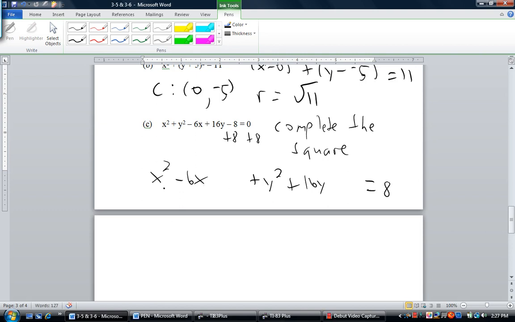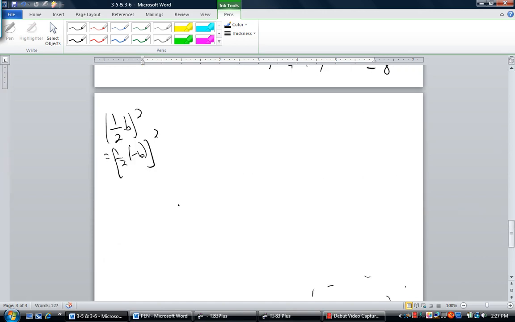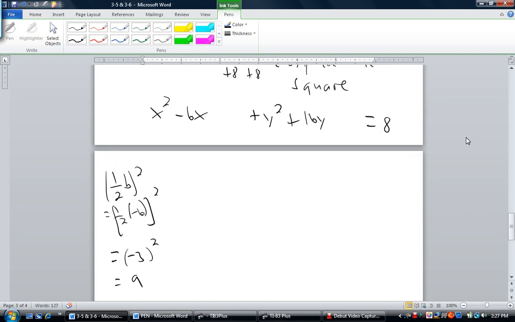Now what we're going to do to complete the square, if you remember how to complete the square, we're going to take half of b and square it. So in other words, for x squared minus 6x, we're going to take half of negative 6, and we're going to square that answer. So if you take half of negative 6, you do get negative 3. And when you square that, you get 9. So that's what we're going to do. We're going to add 9 here. Put a line underneath that so you know what we did. I'm going to add 9 here.